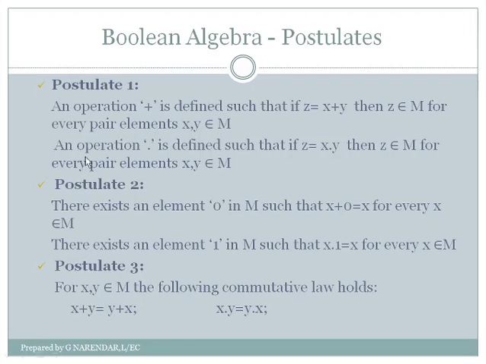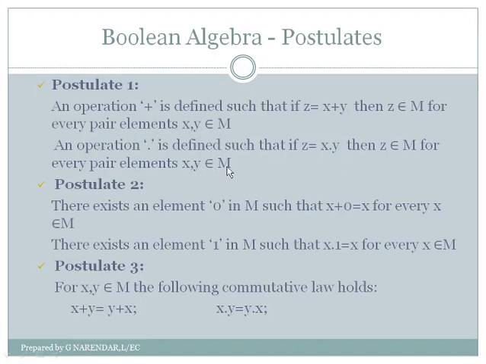So here it is stated as an operation. This is called the AND operation. An operation called logical multiplication, or AND, is defined such that if z equals x dot y, then z belongs to the set M for every pair of elements x, y belonging to M.